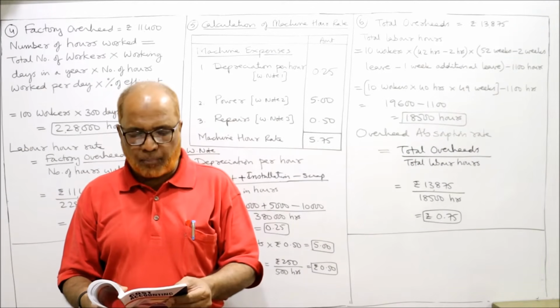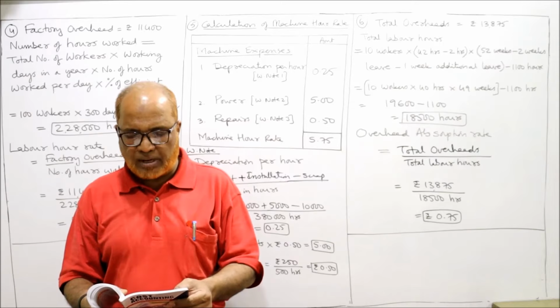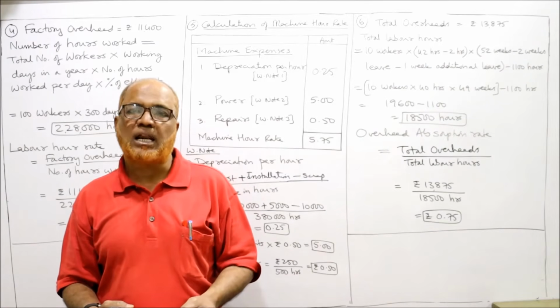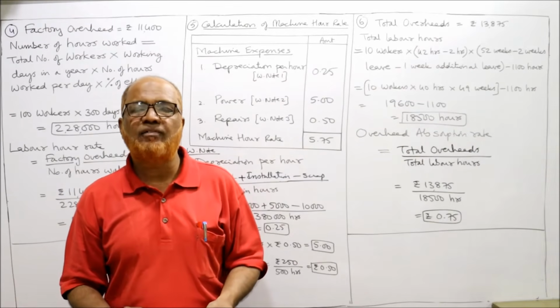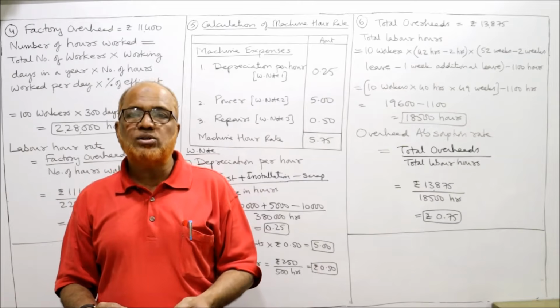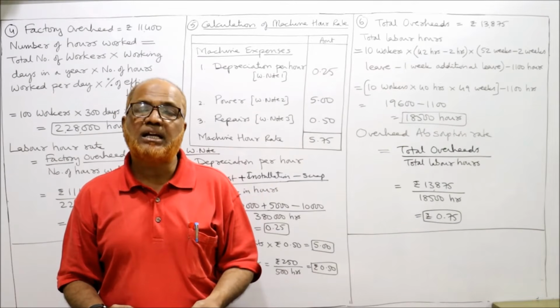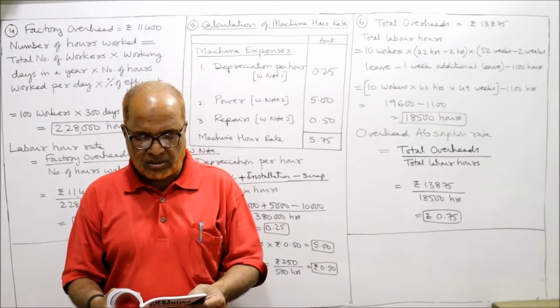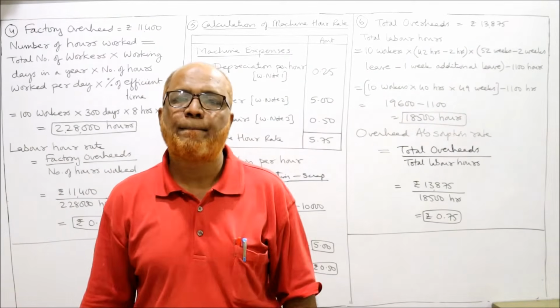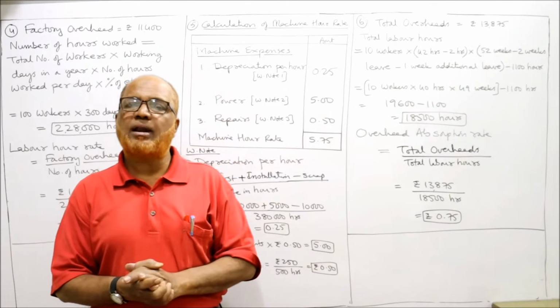Overheads allocated and apportioned to the cost center are to be absorbed at a rate per direct labor hour. So we are absorbing overhead at a labor hour rate. In other words, simply we have to find out the labor hour rate. Total factory overhead is 13,875, and you are required to calculate the absorption rate. Absorption rate means labor hour rate.